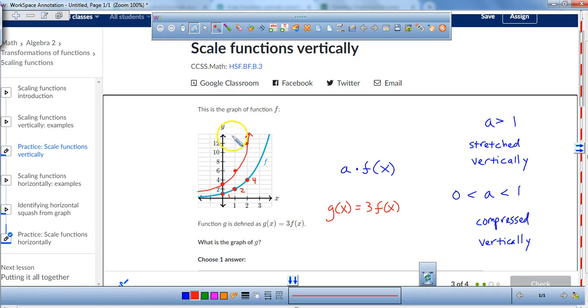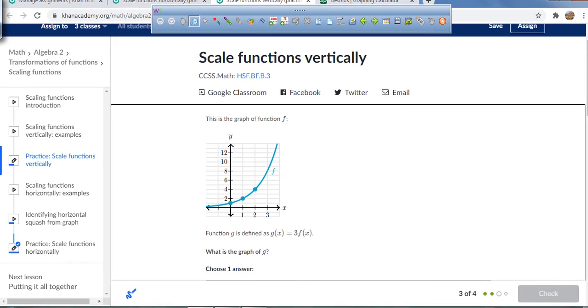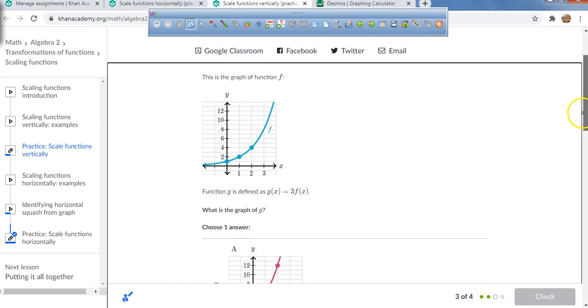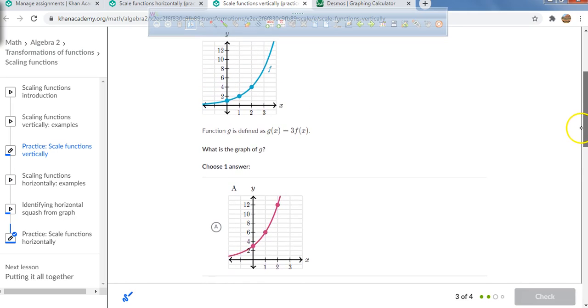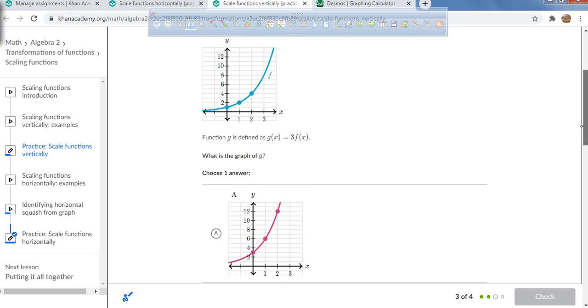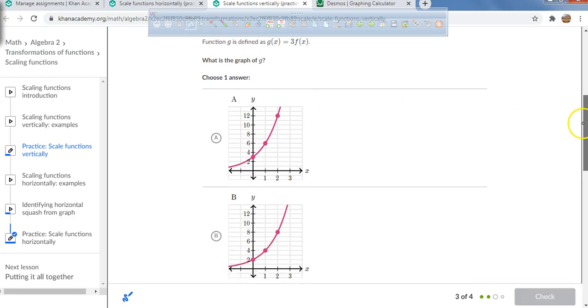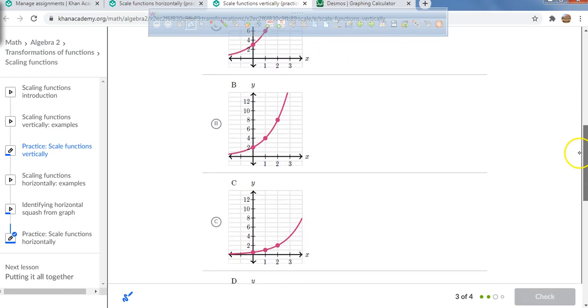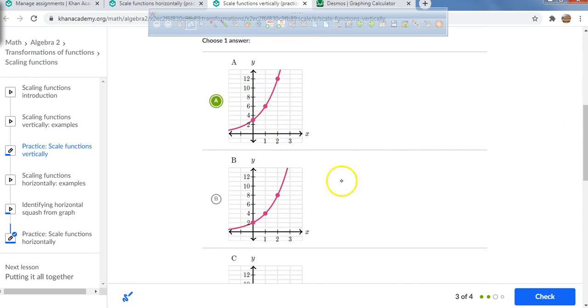You'll see that it's clearly closer to the y-axis. Let's see if I can move this. All right. Okay, so now notice, it's going to be the same x values, just different y values. So there's the 12, there's the 6, there's the 3. That's looking pretty good. B's not it. C's not it. D's definitely not it. So I'm going to go with A.